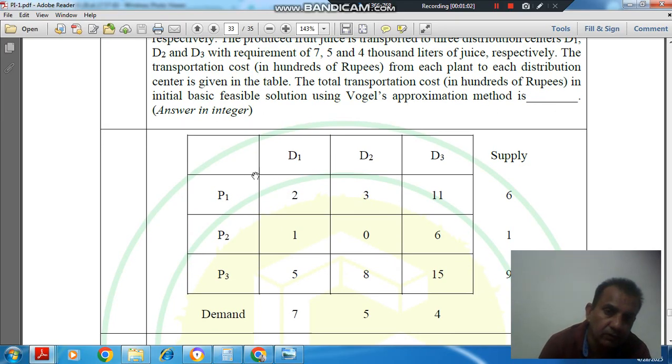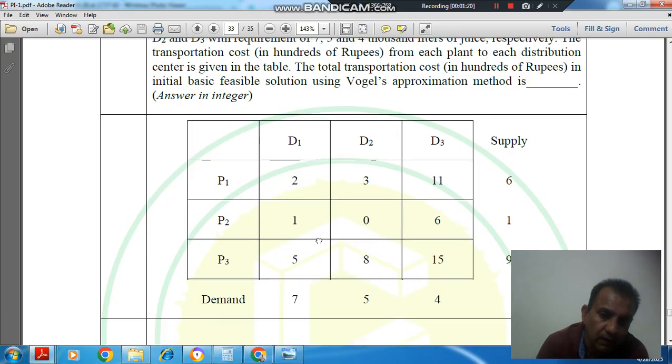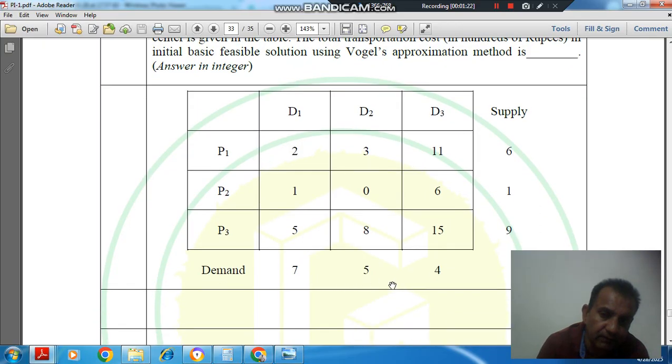Answer in integers. So this is the given table. The first row is D1, D2, D3 and the first column is P1, P2, P3, and the allocations under these rows and columns are 2, 3, 11, 1, 0, 6, 5, 8, 15. So these are the boxes, and the demand is 7, 5, 4 for D1, D2, D3 and the supply is 6, 1, 9 for P1, P2 and P3.